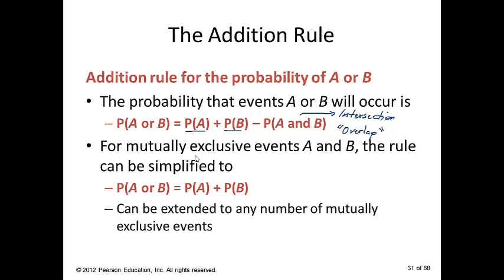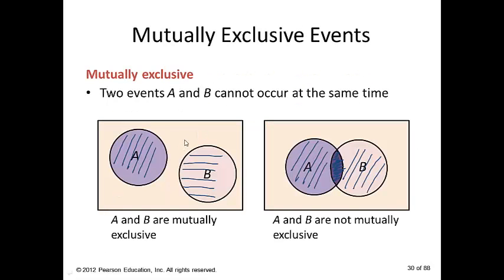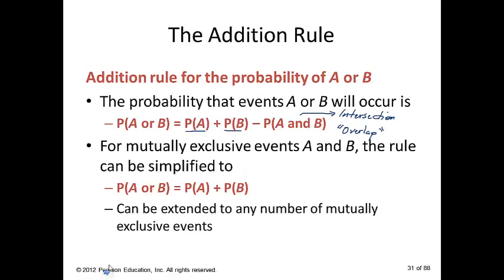If your events are mutually exclusive, then the rule is simplified. It's just the probability of A plus the probability of B. I'm going to go back a slide. When events are mutually exclusive, there is no intersection, or basically no overlap. So what are you subtracting out? It's really 0. Therefore, you can just ignore that. And it's simplified just to be a probability of A plus the probability of B. That's only if your events are mutually exclusive. Otherwise, you have to subtract out the overlap.